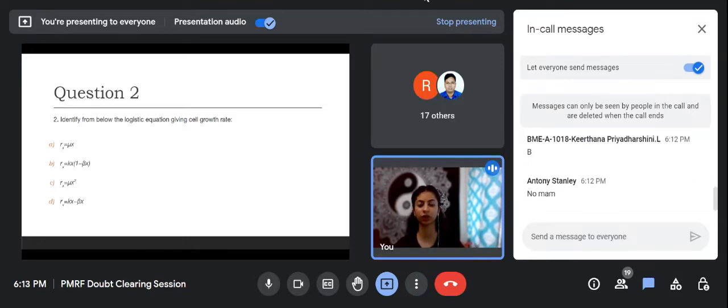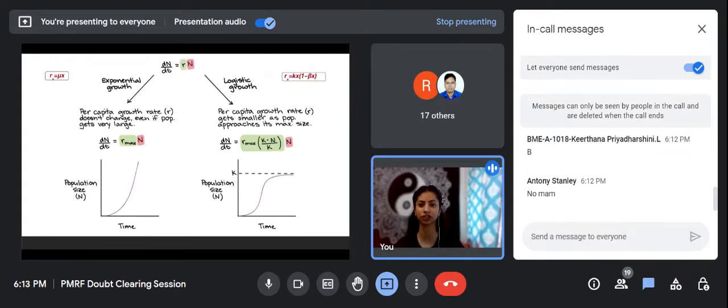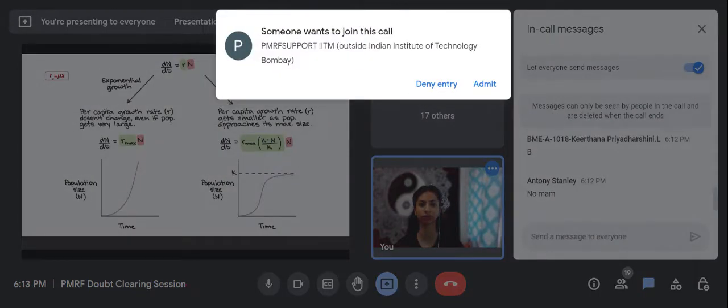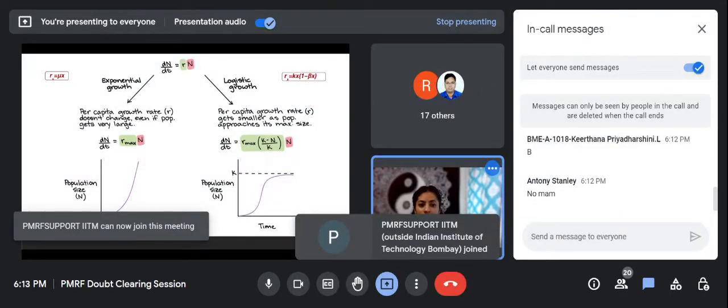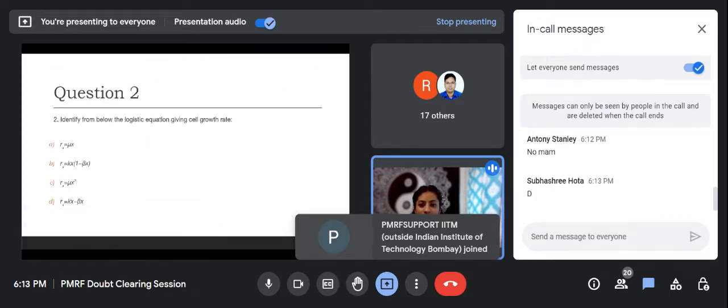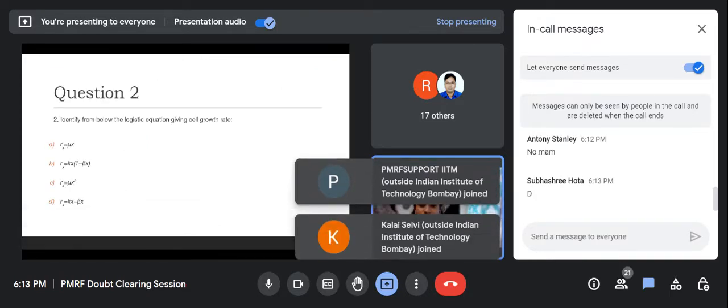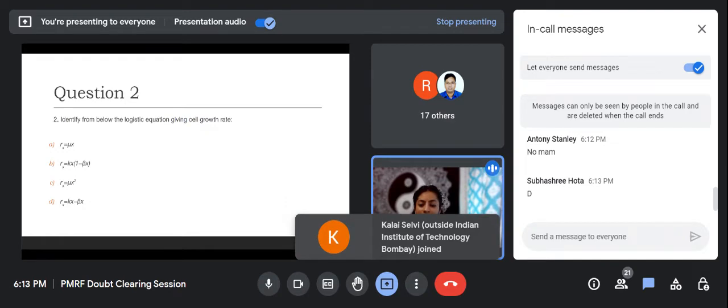So, what exactly is the difference between an exponential or a logistic equation for growth in this term? So, the first equation that you see in this option is the exponential equation, and the second that you see is the logistic equation. So, in this case, the answer will be B.